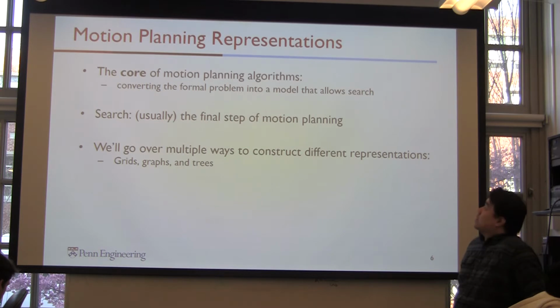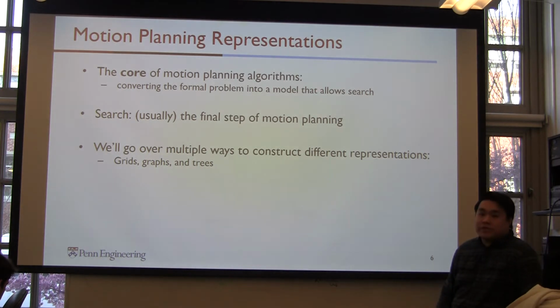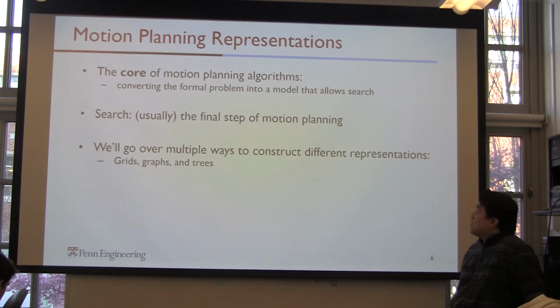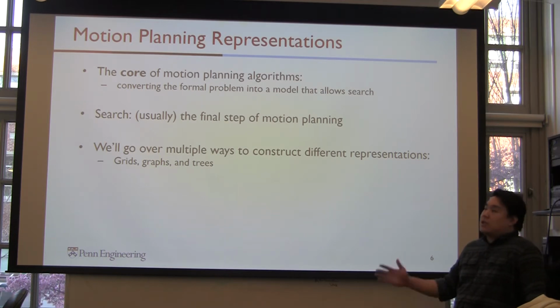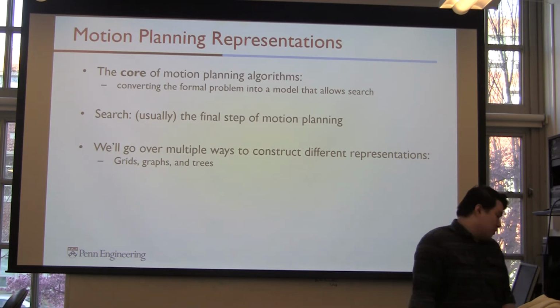One way to think about how to represent a motion planning problem is converting the formal problem that we saw before, a continuous function that takes a robot from the initial configuration to the goal configuration, into a search algorithm. It's usually the final step of motion planning. We'll go over multiple ways to construct these representations. All of these are abstracting your continuous world into a discrete representation so it's tractable. So we'll look at grids, graphs, and trees specifically.